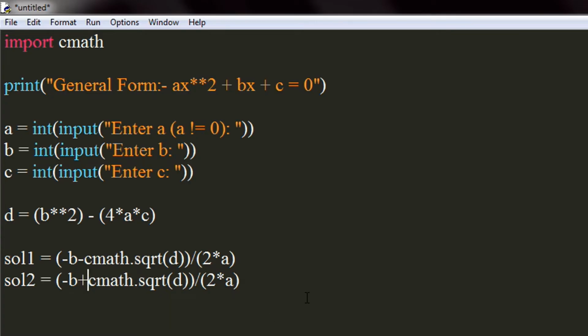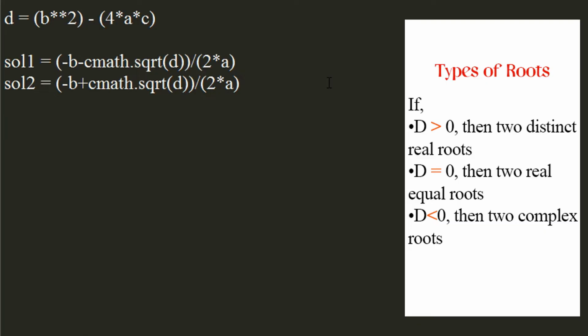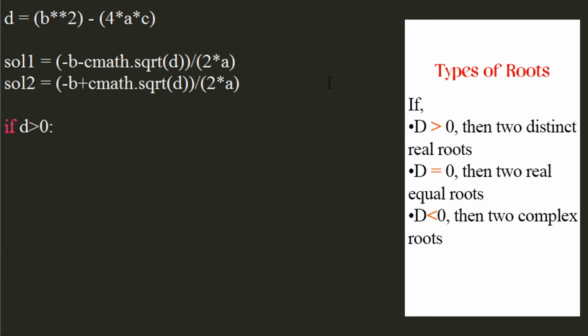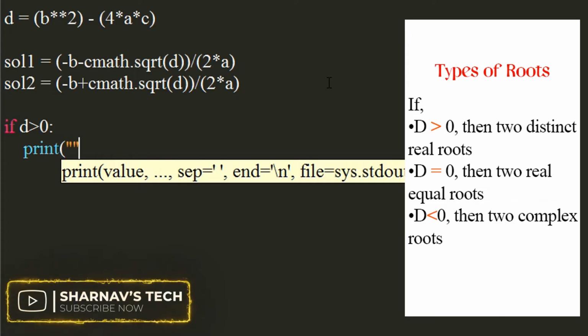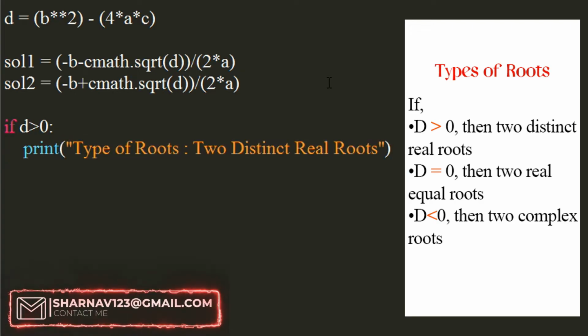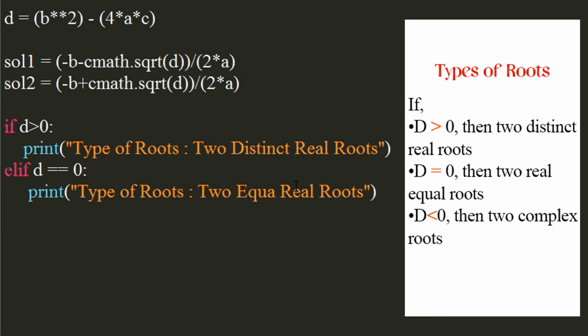We will now print the results. We will first print the type of roots based on the discriminant. A positive discriminant indicates that the quadratic equation has two distinct real number roots. A discriminant of 0 indicates that the quadratic equation has two equal roots. A negative discriminant indicates that the quadratic equation has complex roots.